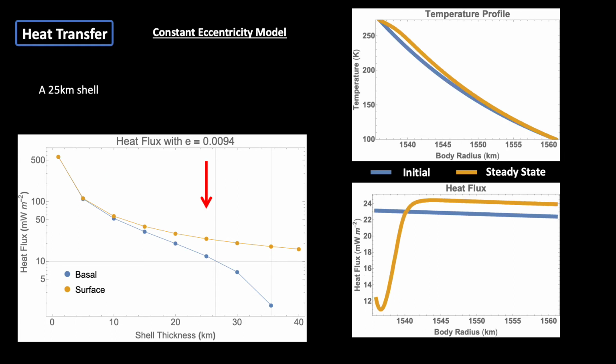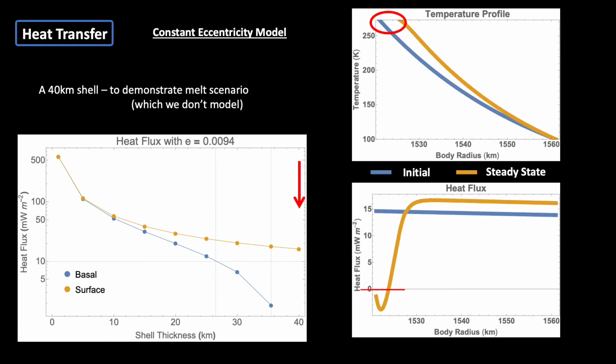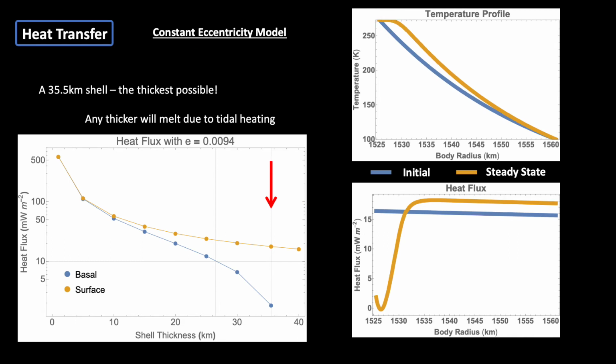Go a little thicker, back to our 25. If you want to see what melt looks like, here's what melt looks like, right? So we've melted a little off the top, and we've got this negative heat flux. That's not real. I'm just showing you what happens. I don't really model the melt. But there is a maximum shell that does not melt, and here it is.